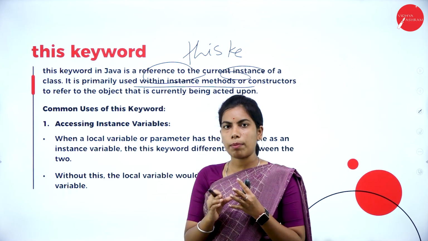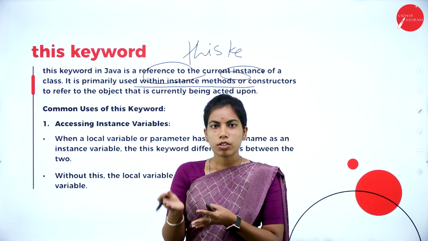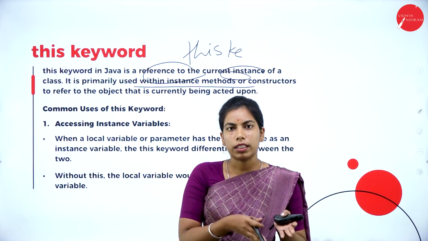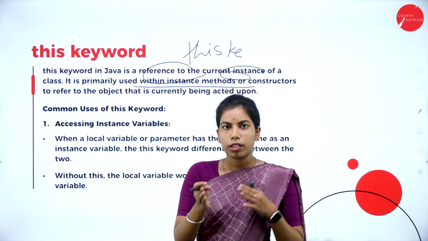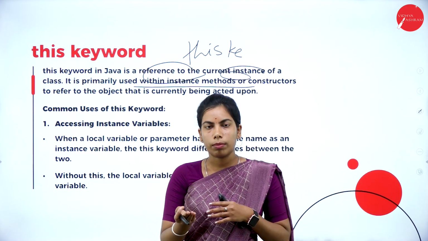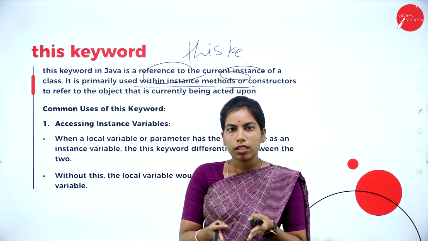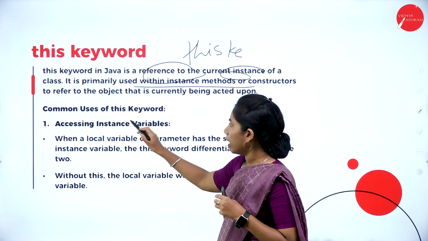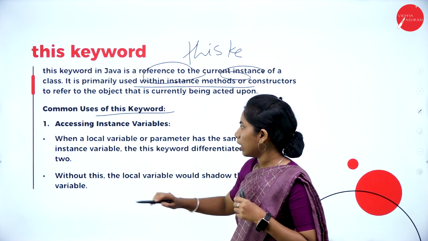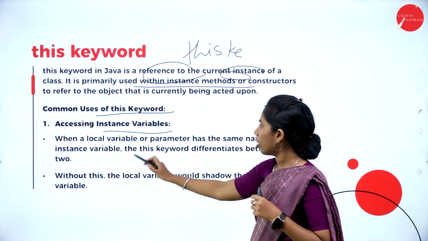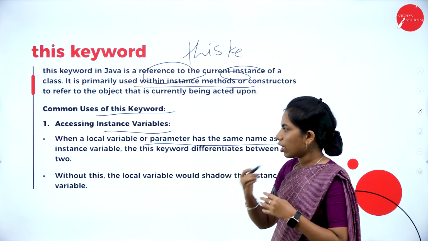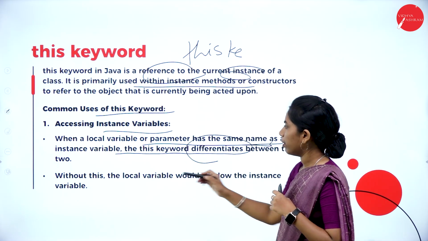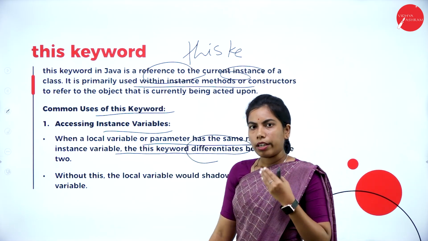So particularly, for example, I have to say this student or that student, right? So I have to refer to either the class instance or the method. So that's why I have to differentiate between the class variables and the method variables, right? So that's why, for a particular instance or current instance, at that time we have to use the this keyword. So here you can see a common use of the this keyword: accessing an instance variable. When a local variable or parameter has the same name as an instance variable, the this keyword differentiates between the two, either method and also class.